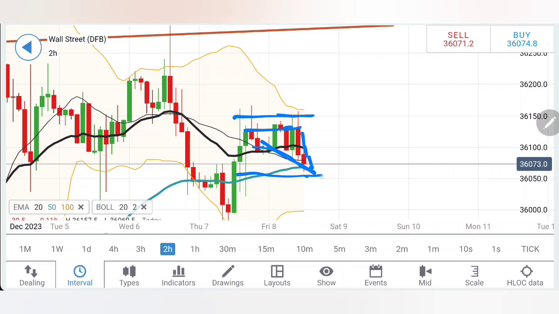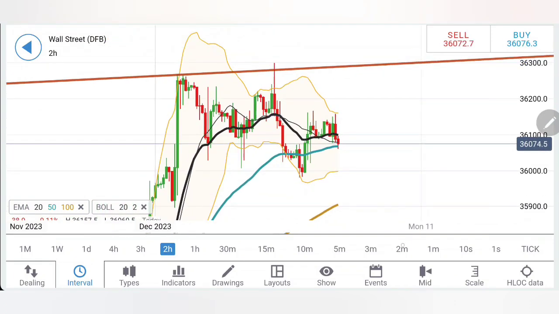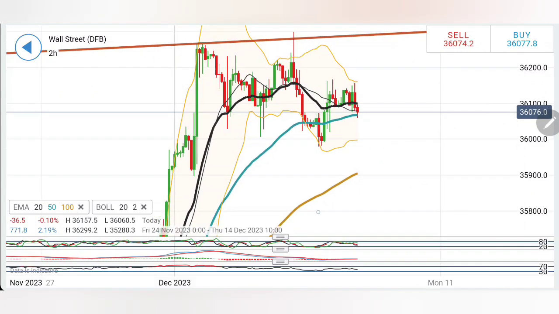Possibility of it to break below 36,040 exists, below which you can say more bearishness may prevail, and then I will look forward to 35,950, 900. See the drop retracement, and if it gives a drop from here, more bearishness is going to prevail.